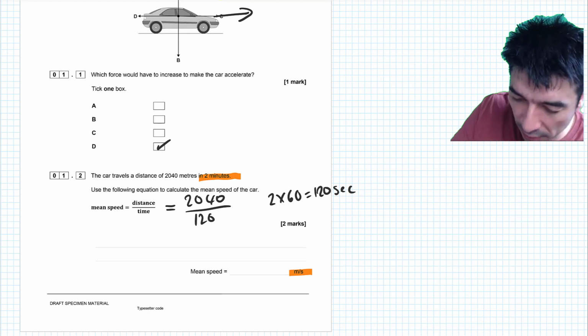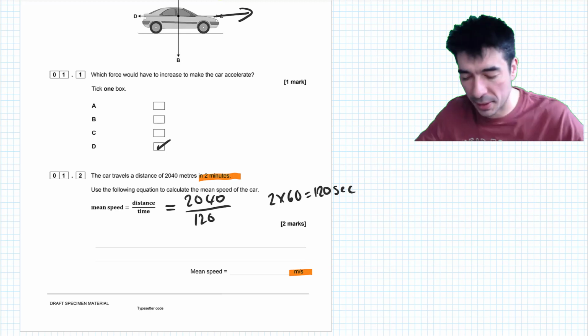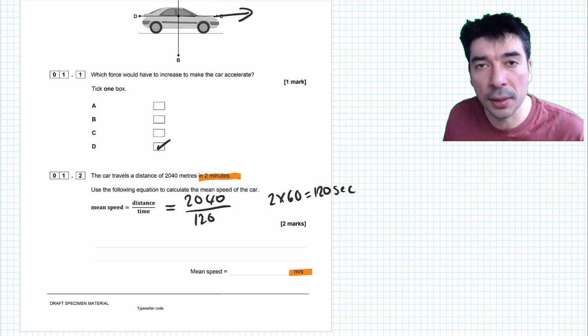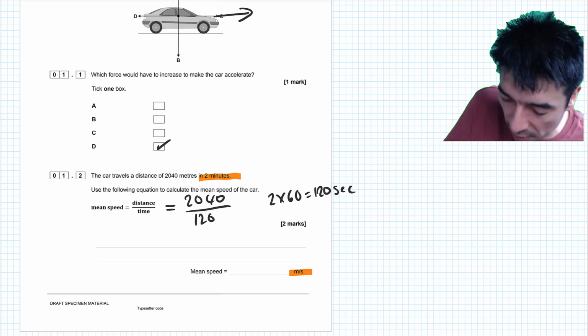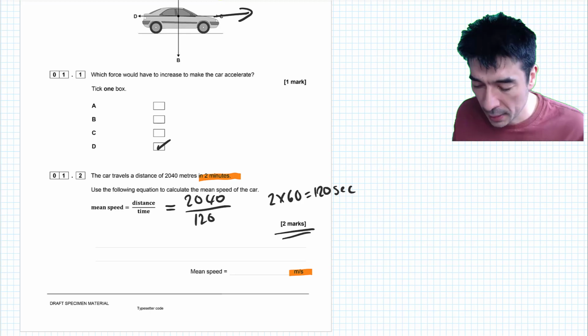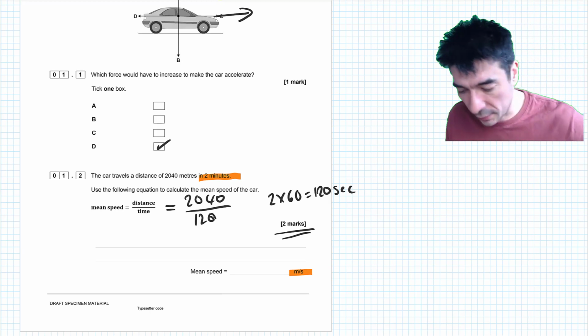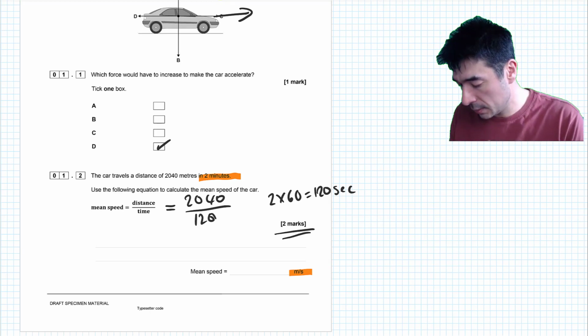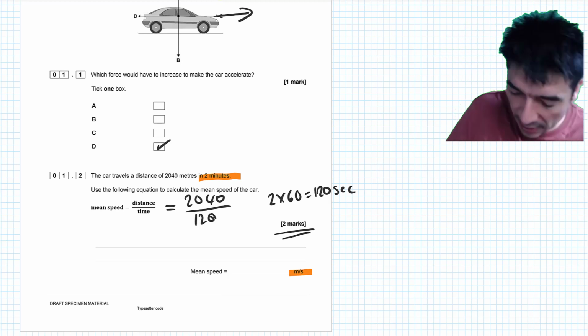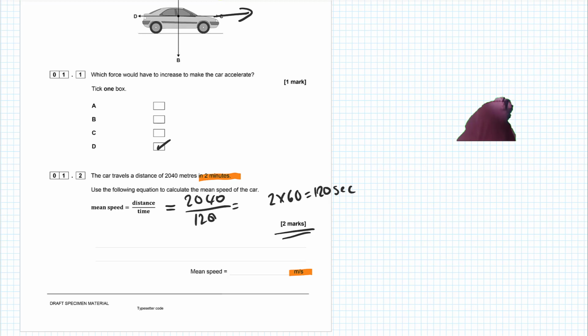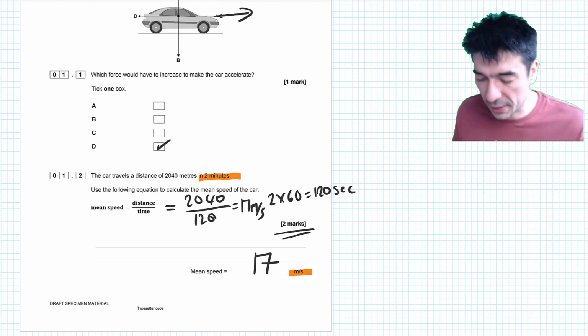Notice that I've shown all the little steps that I've used. Yes, I'm writing a bit bigger than the exam paper, but on your paper, try and show all the steps so that you can guarantee you get all these marks. So I'm going to do 2040 divided by 120. 2040 divided by 120 gives me 17, and that would be 17 meters every second. 17 is my answer. Okay.